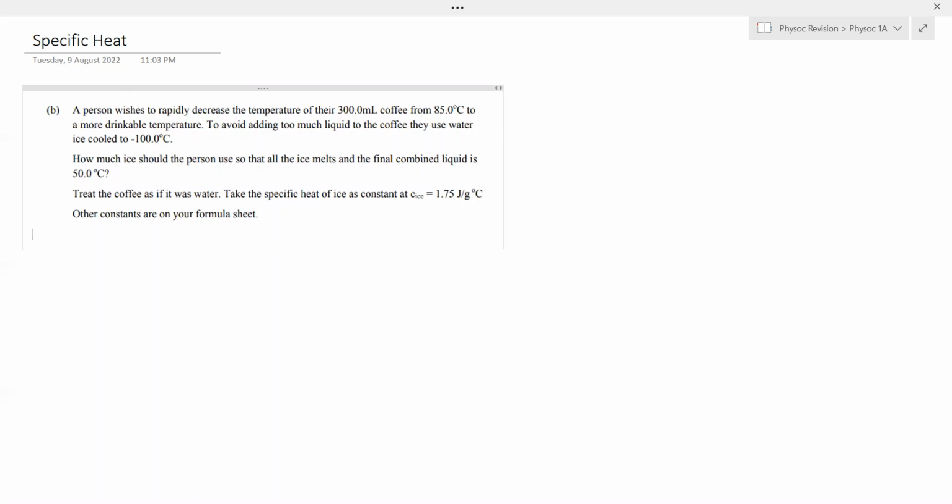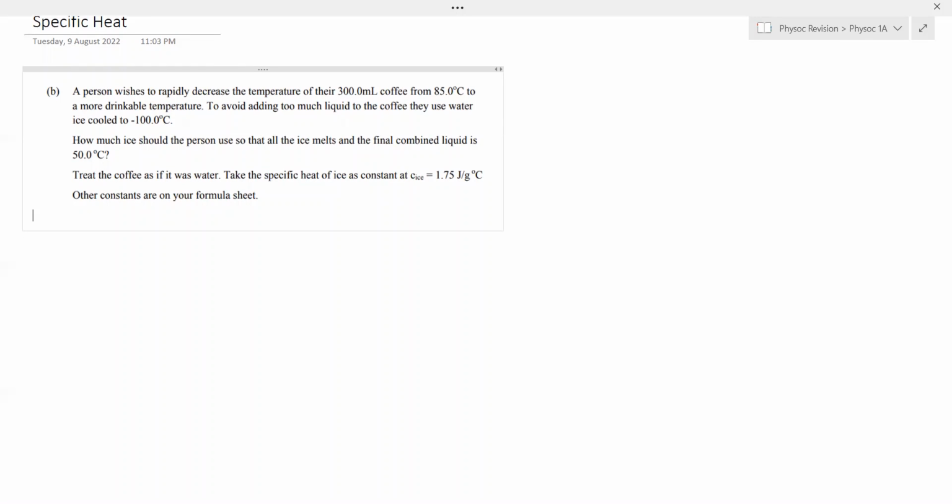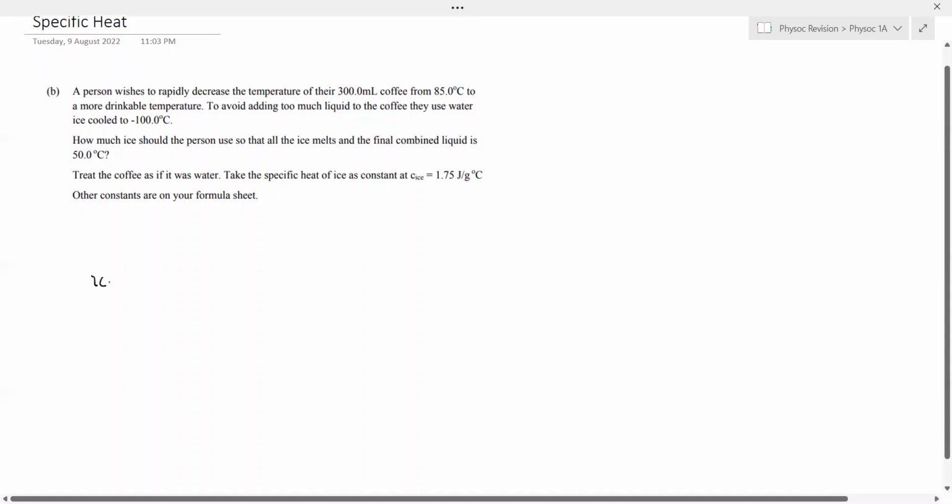We're going to assume coffee has the same specific heat as water, and they've given us the specific heat of ice. I think the difficult part here is figuring out the different stages of ice and the way that they change temperature. So initially we have ice at negative 100 degrees Celsius. So we want Q from the change in temperature of ice. Then it becomes ice at 0 degrees Celsius, and that's when it's going to start to melt.